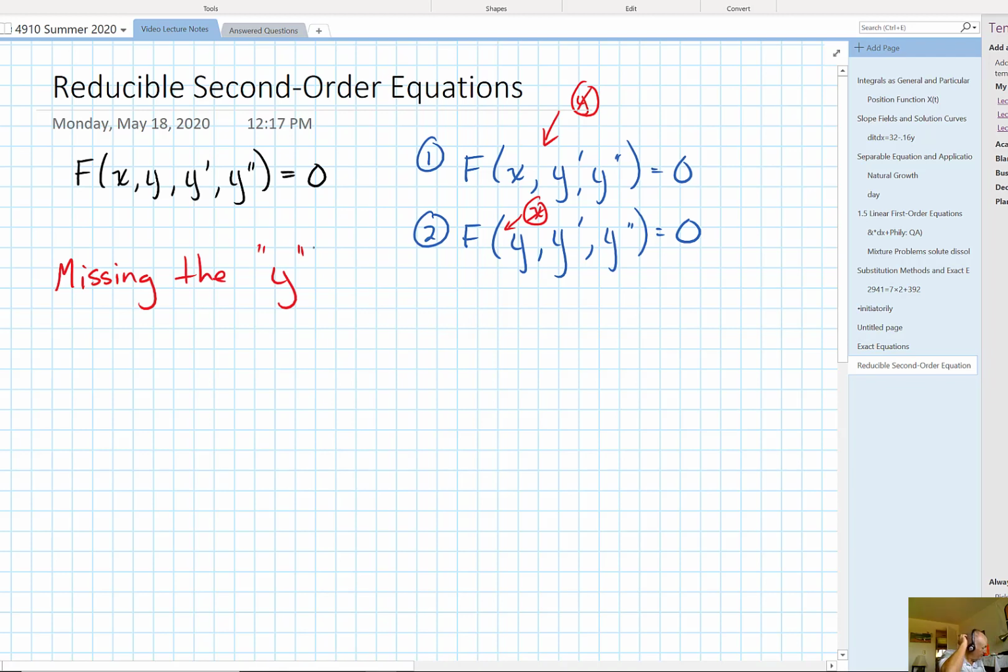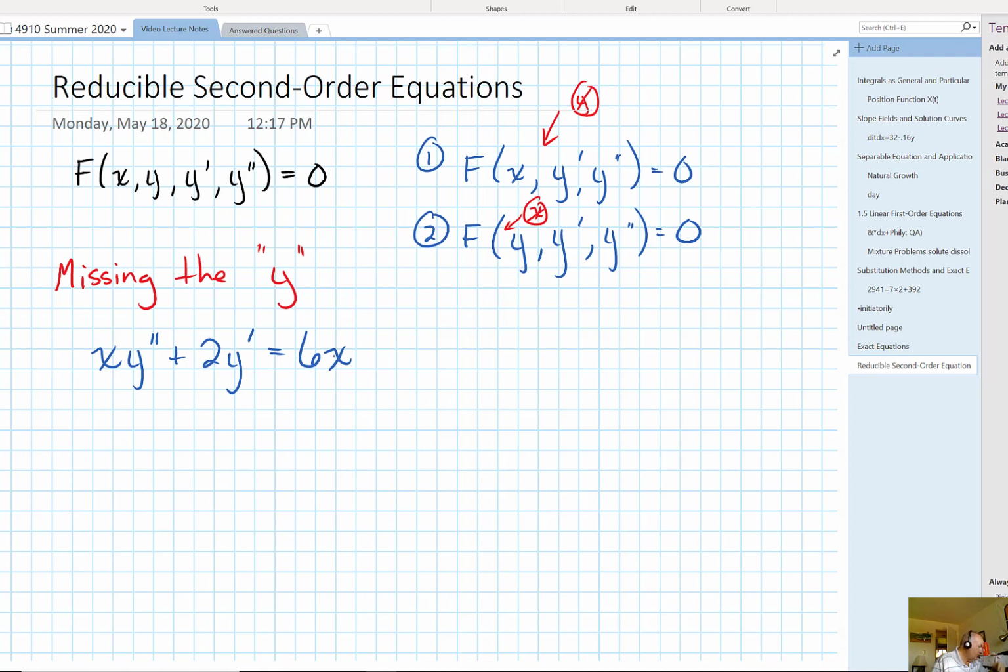So let's look at an example here. Let's just play with this one. x y double prime, there's our second order term, and our x term, plus 2y prime equals 6x. You look at that, you see your x's, you see your y primes, and you see your y double primes. You don't see any y terms.